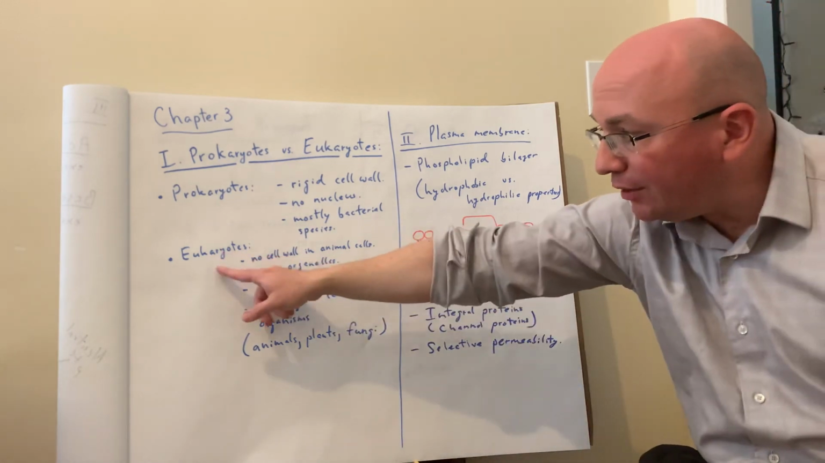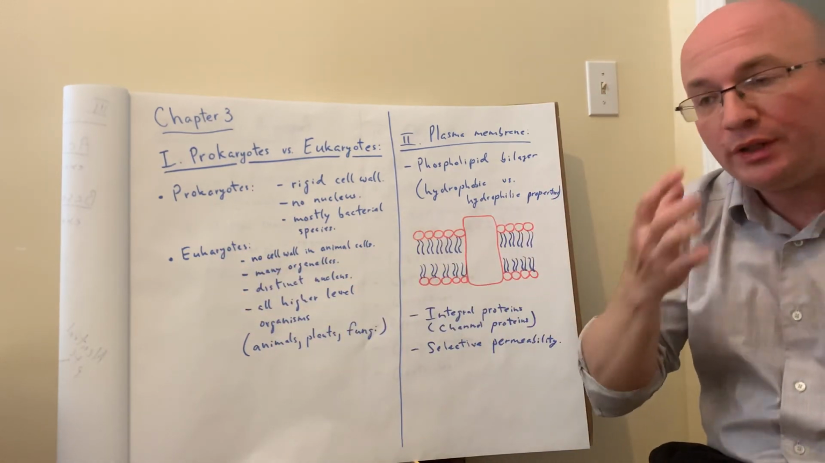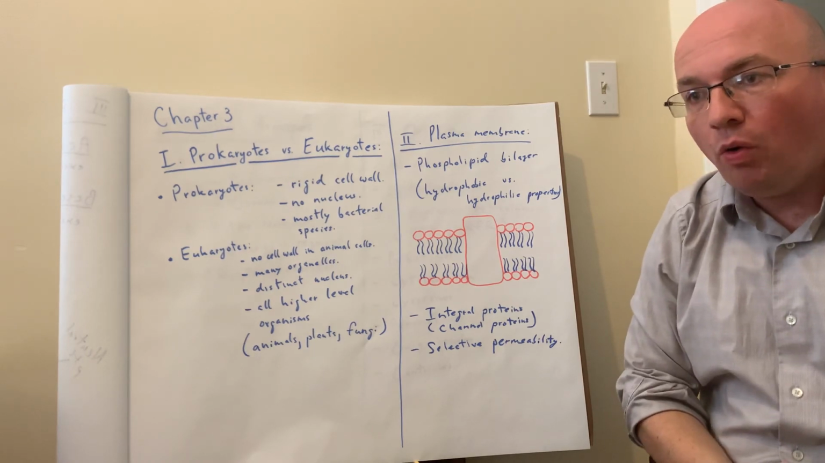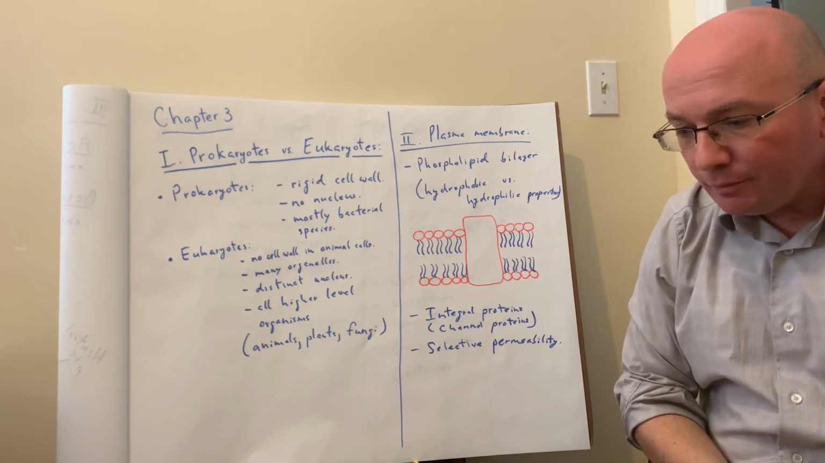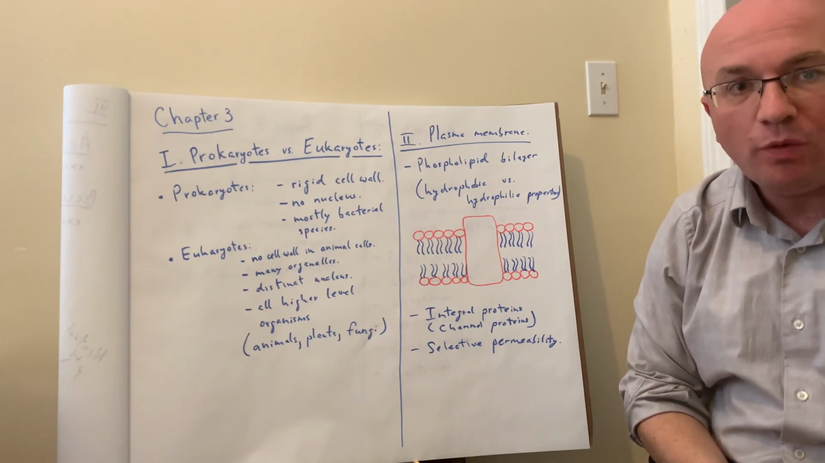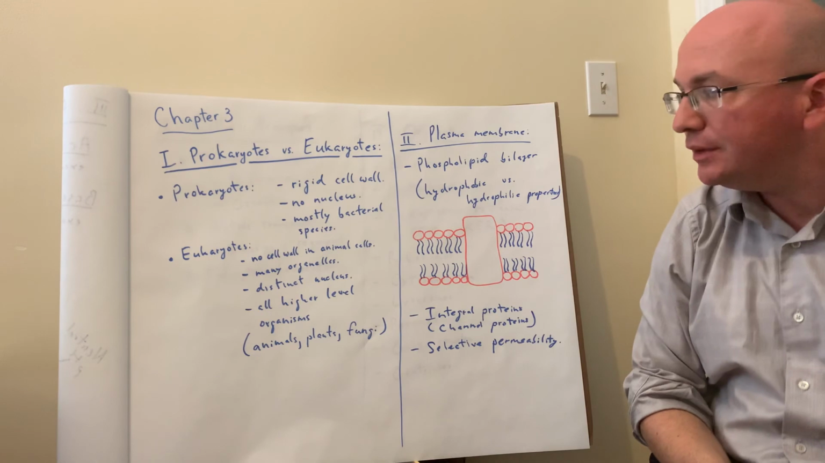And the eukaryotes have the true nucleus, a very distinct nucleus that you can see under a microscope, and all plants, animals, fungus, and in general most cells other than bacteria will be of the variety of the eukaryotes.